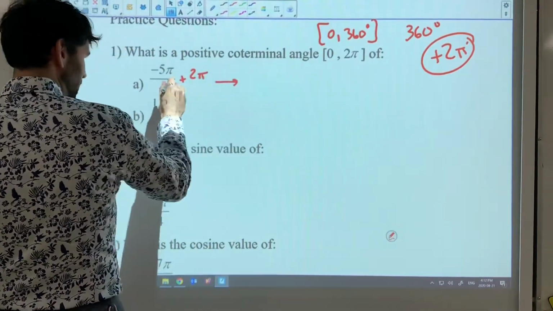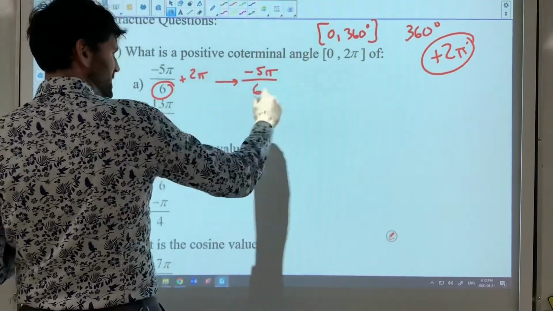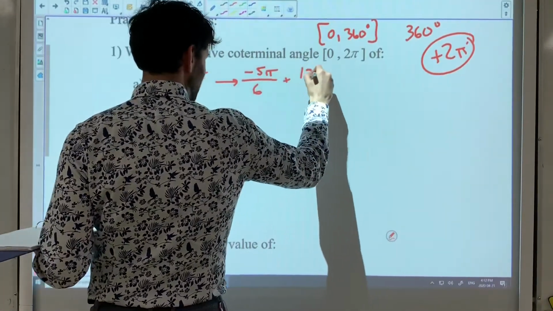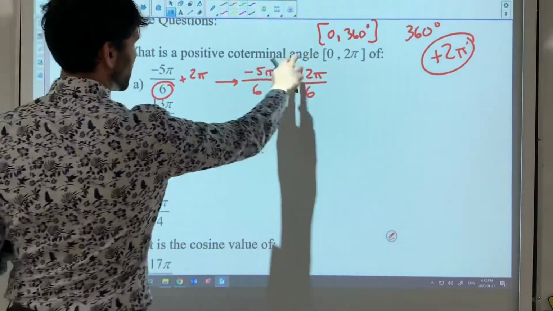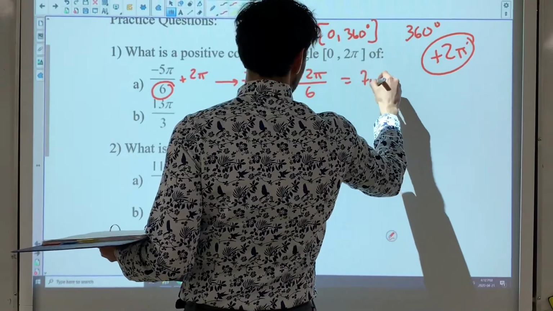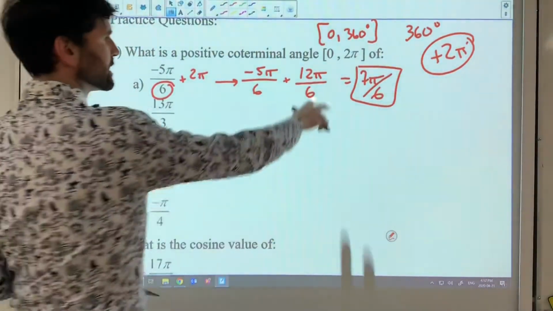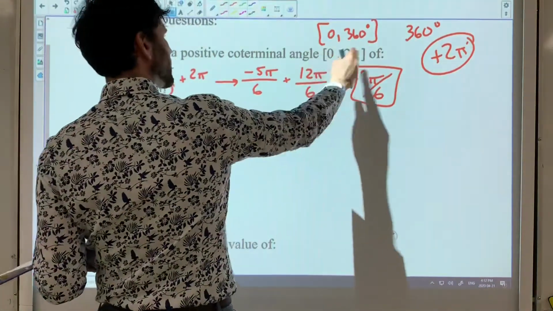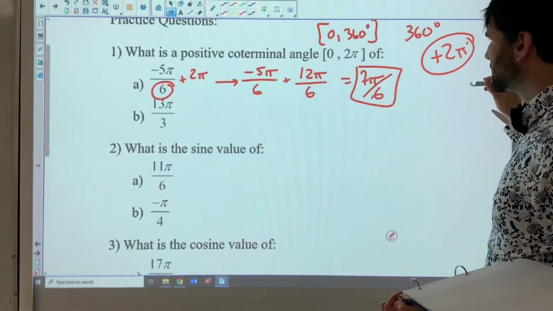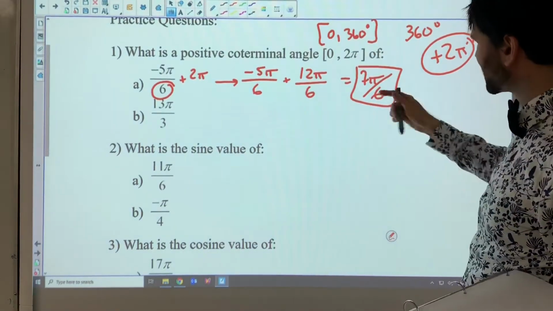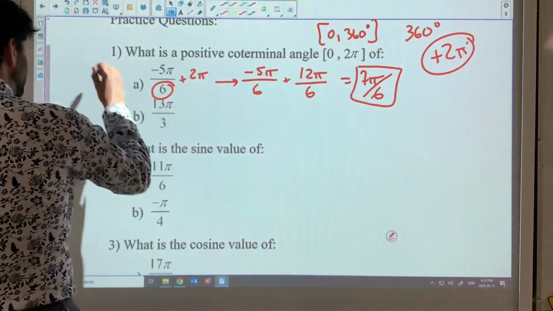But I need to get a common denominator here, right? So I'm going to recopy that. I'm going to multiply this by 6 over 6. And there it is. So now I can go, okay, well that would be 7 pi over 6. Okay, and is that landing in my interval here? Well, 2 pi is something over 6 would be 12 pi over 6, so yeah, I am landing in that interval. Now this one is outside of my interval, right?